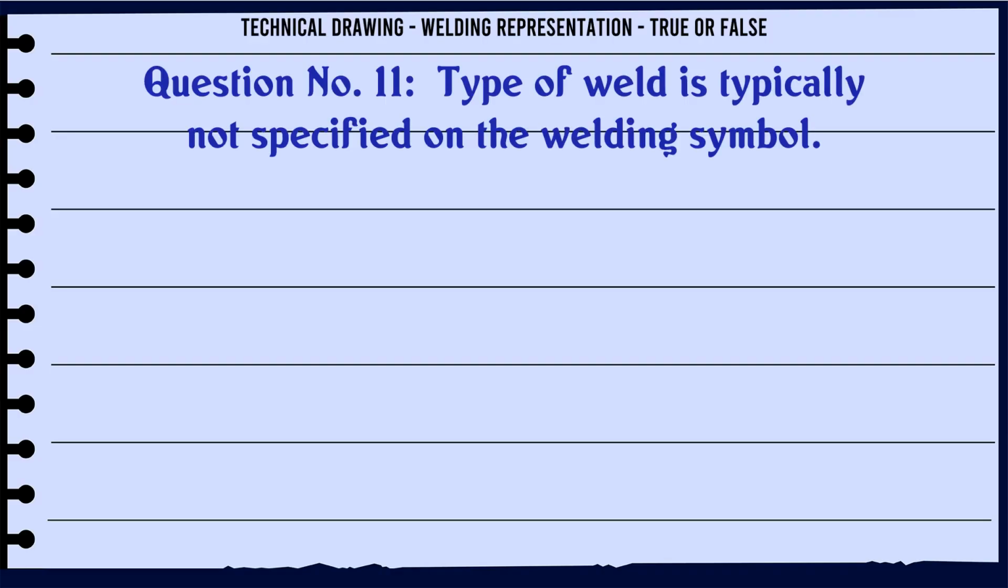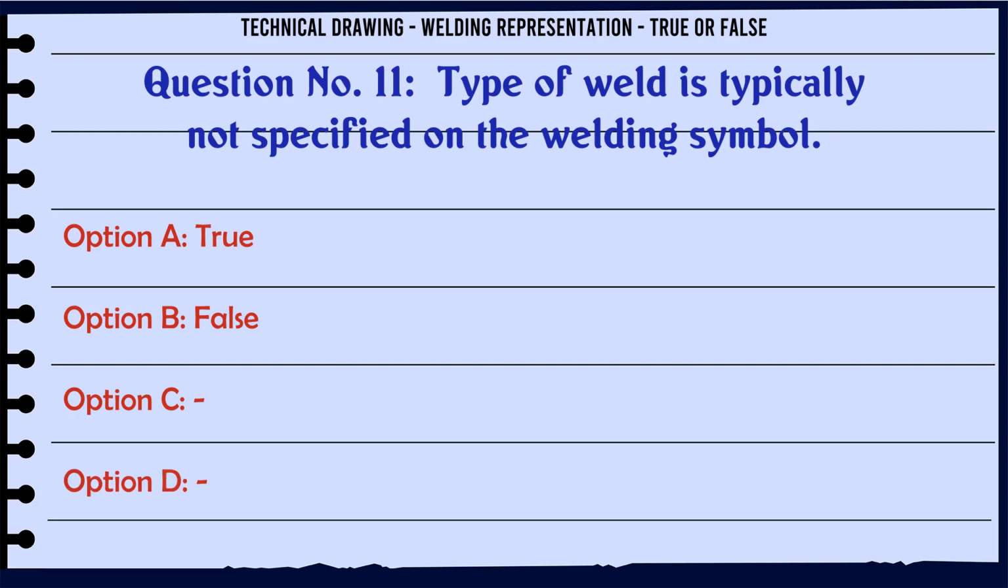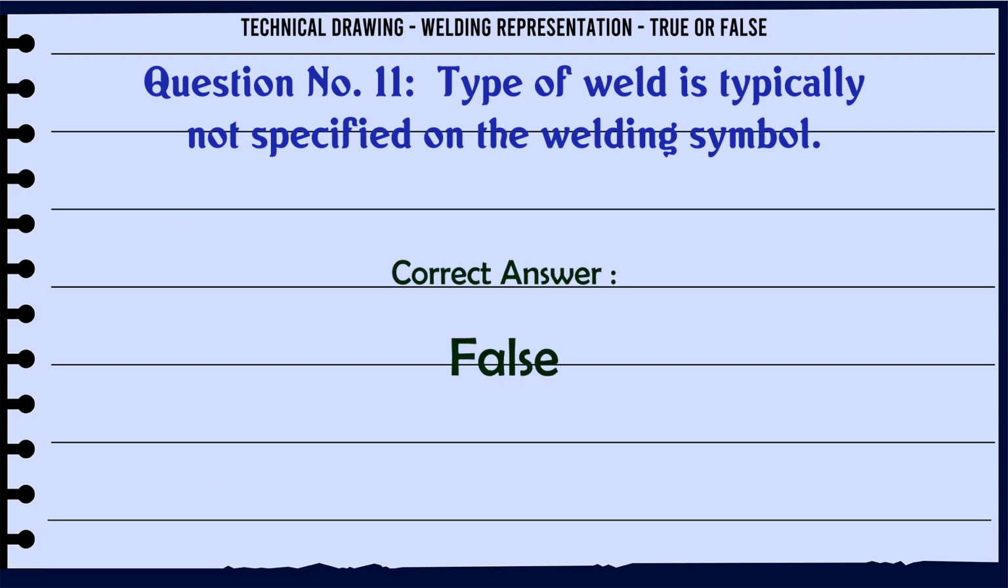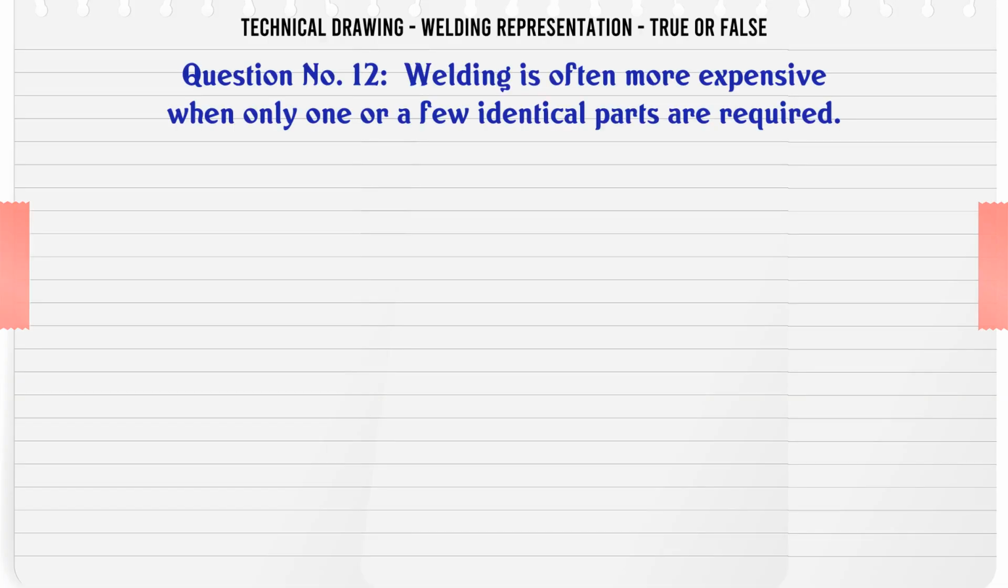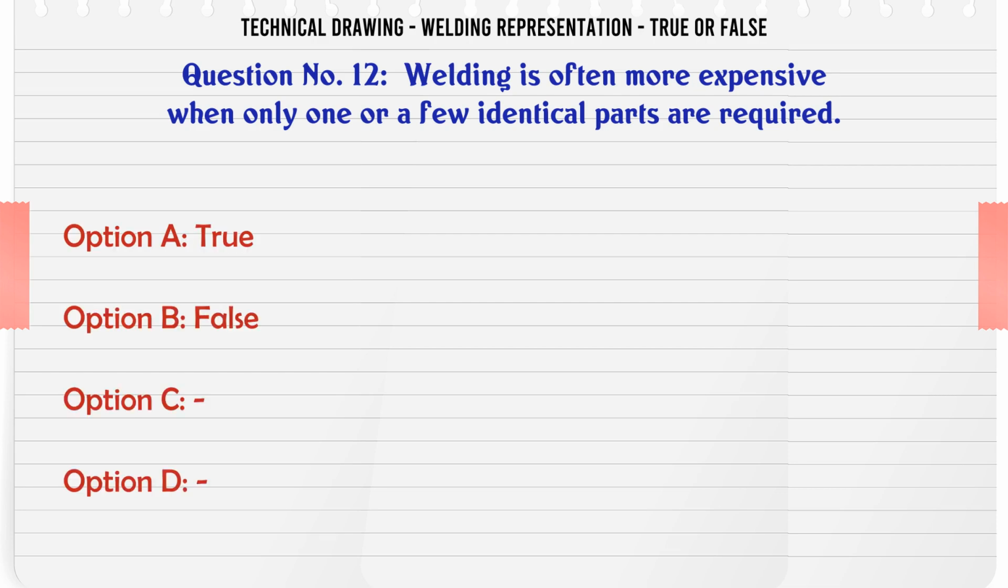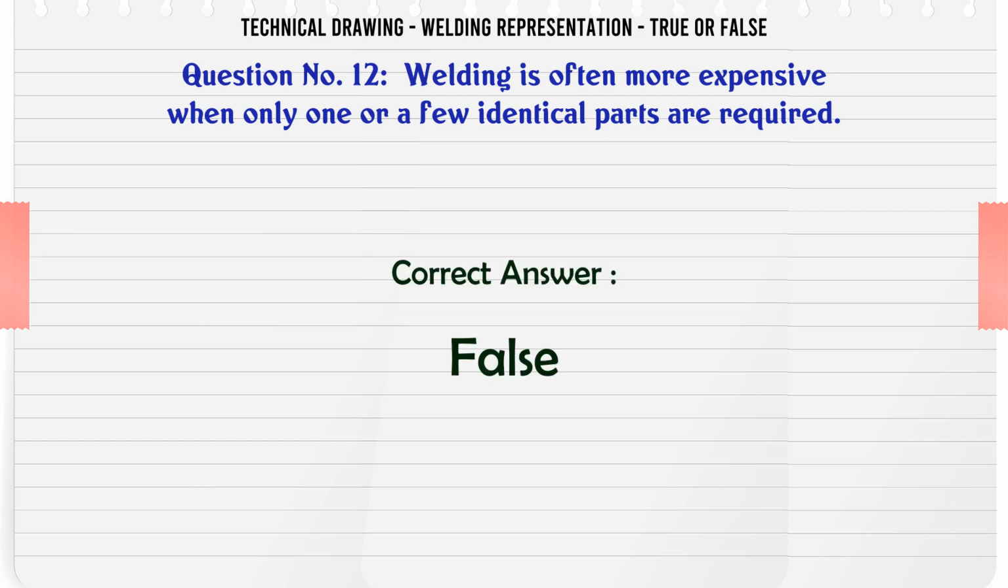Type of weld is typically not specified on the welding symbol. True or false? The correct answer is false. Welding is often more expensive when only one or a few identical parts are required. True or false? The correct answer is false.